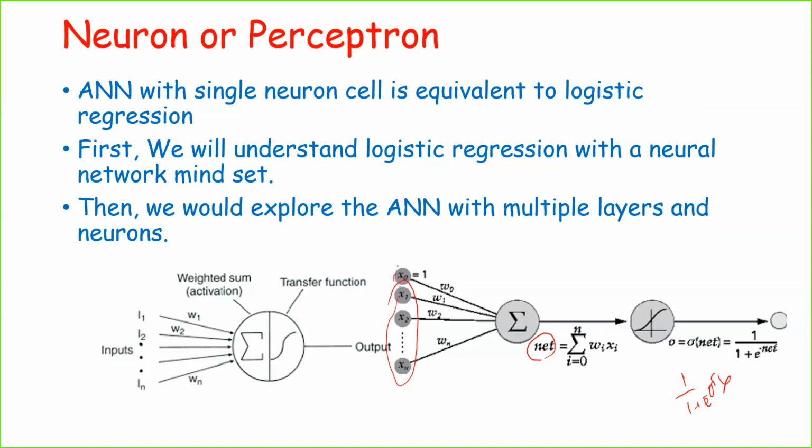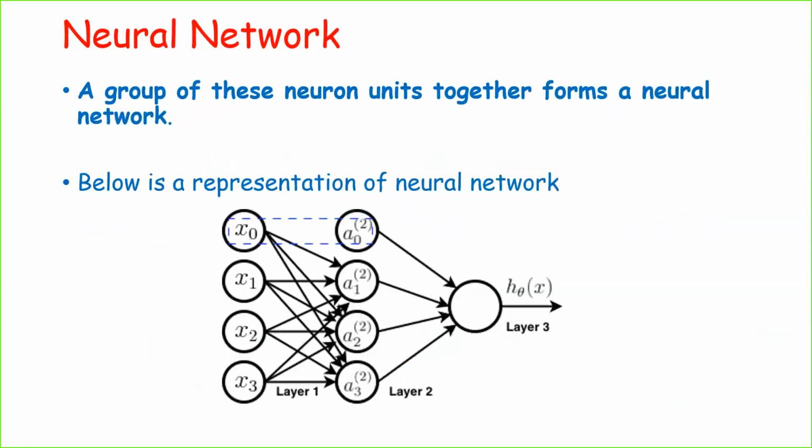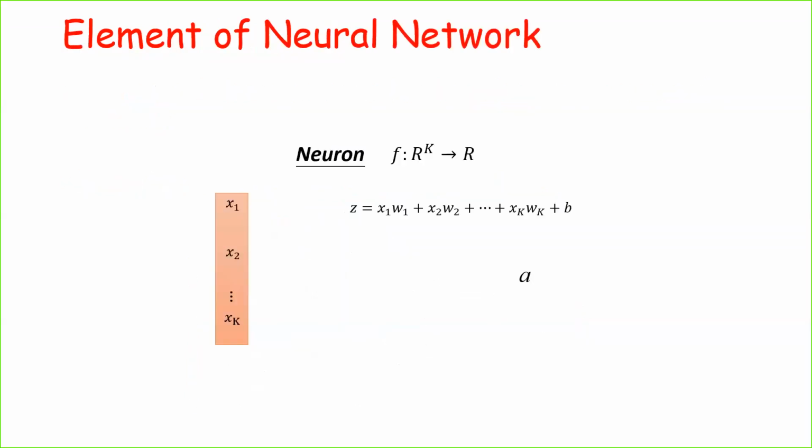But we understood this with the mindset of a neural network, right? A neural network is a group of all these neuron units together. Below is the representation of the neural network. Layer 1, we call the input layer. The last layer, we call the output layer. The in-between layers, we call the hidden layers. Here, X0 or A02, we call them the bias terms, right? It means the weight associated with that link acts like a bias unit, okay?